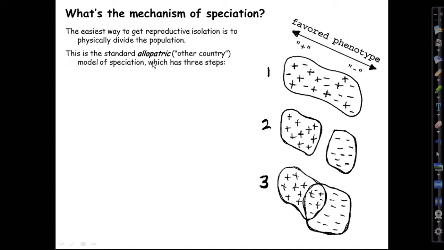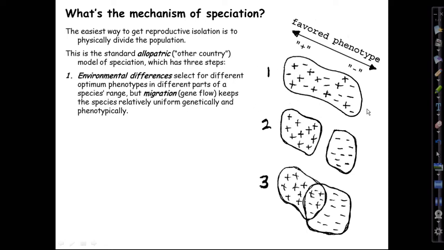Allopatric is another one of these Greco-Roman made-up scientific jargon terms, but a very useful one. It means other country. Allo, yes, and patric, as in patros and patriotic. Okay, so the other country. And so here are the three steps, which I've cartooned on the right.